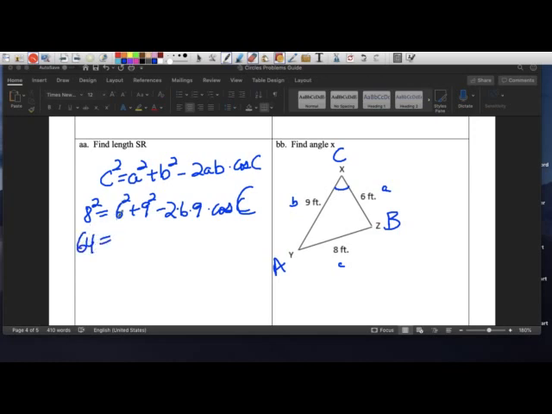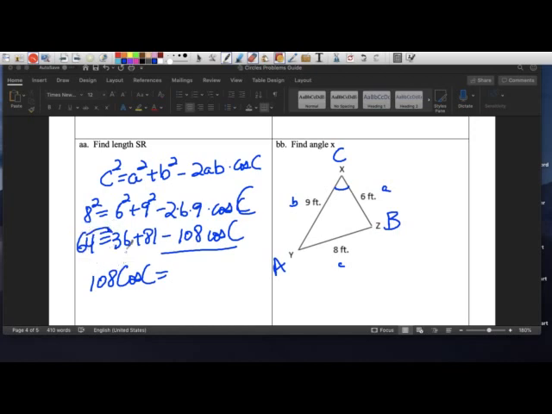64, 36, 81, and this is going to be 2 times 6 times 9 equals, I'm going to leave this as 108 cos of C, right? So what can we do? We can throw this guy to the other side, making it positive. And I'm going to throw 64 to that side, right?